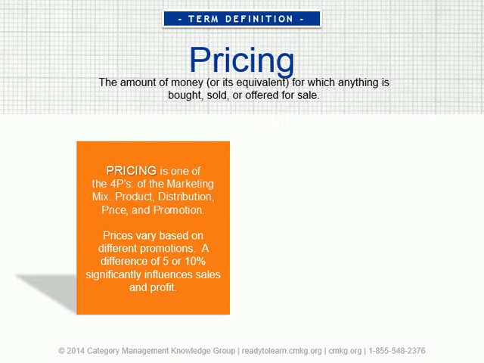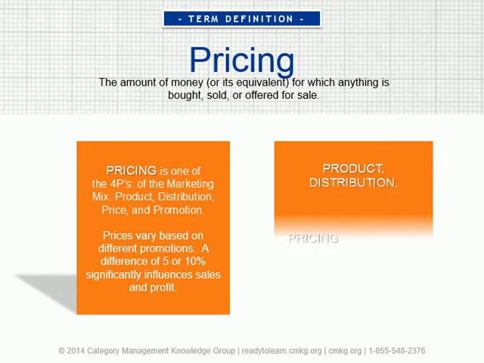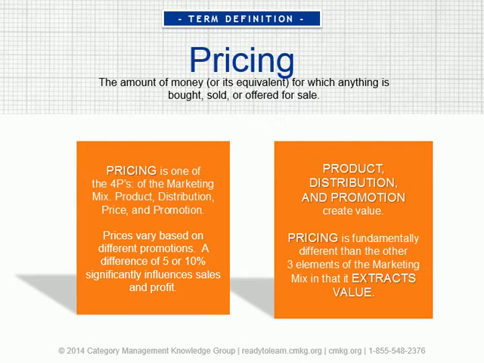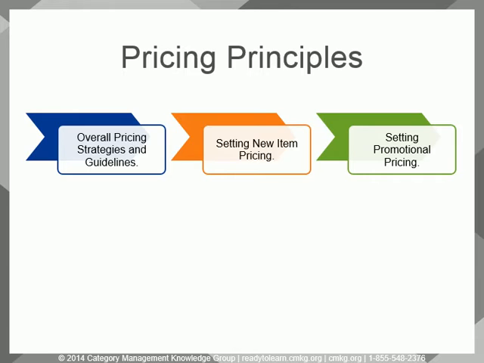Prices vary based on different promotions and on differing retailer strategies. A difference of 5 or 10% in price can influence sales and profit significantly. Pricing decisions directly affect category sales, inventory positions, and category profitability. It is fundamentally different than the other 3 elements of the marketing mix because product, distribution, and promotion create value, while pricing extracts value.